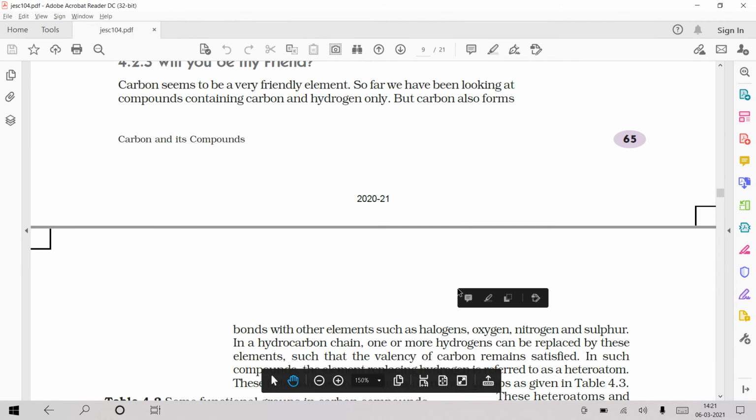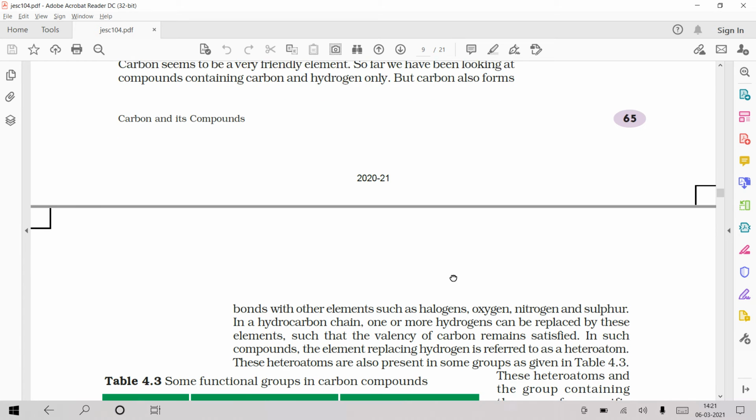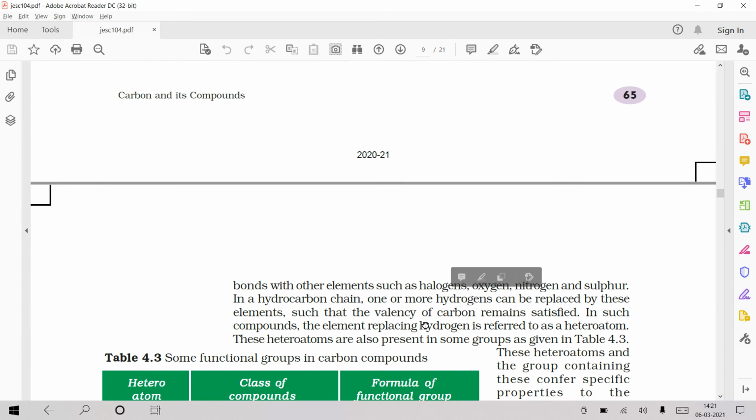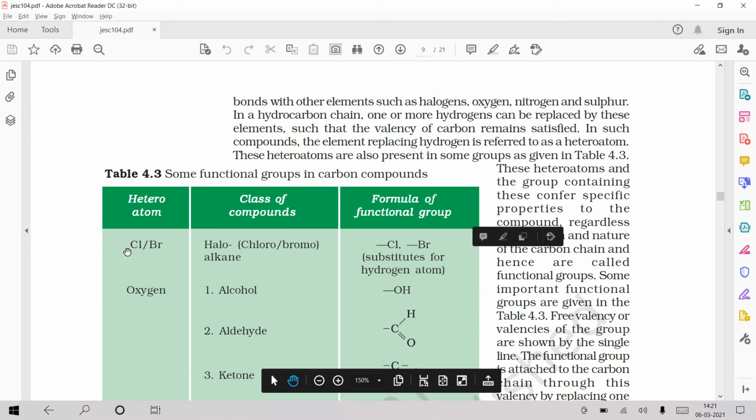Because everywhere you have carbon compounds. So the clothes you wear, the chairs where you sit, and your body are full of carbon and hydrogen materials. Carbon also forms bonds with other elements. You see, it is a friend of all elements. It can form bonds with hydrogen, chlorine, bromine, and oxygen.